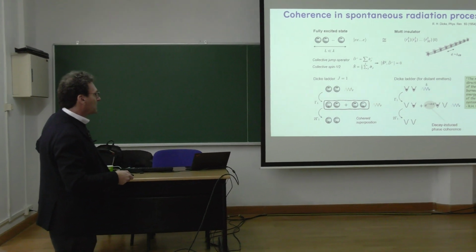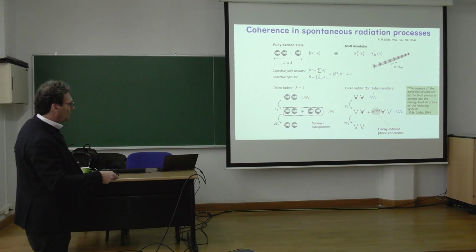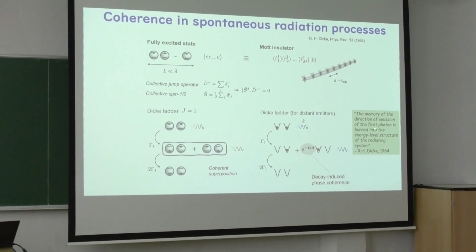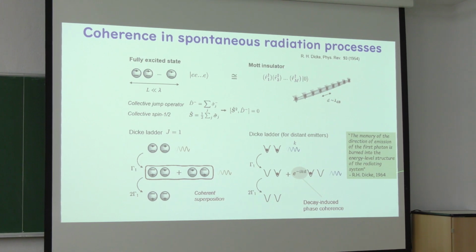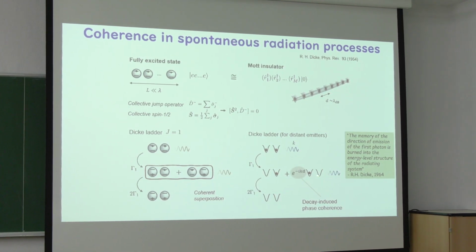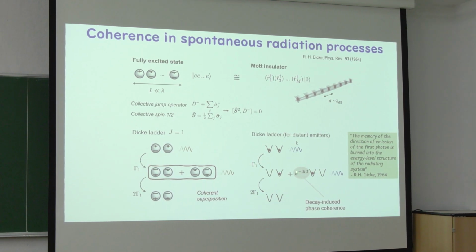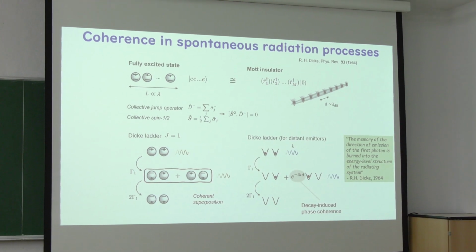So basically there's a paper by Dicke 10 years later where it says the memory of the direction of emission of the first photon is burned into the energy level structure of the radiating system. Yeah, and so this is the radiating system. That's the photon here. If you take it away, you still have that. And so the photon has left an imprint in the form of this phase.